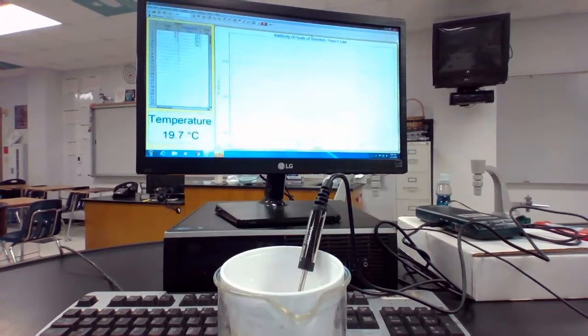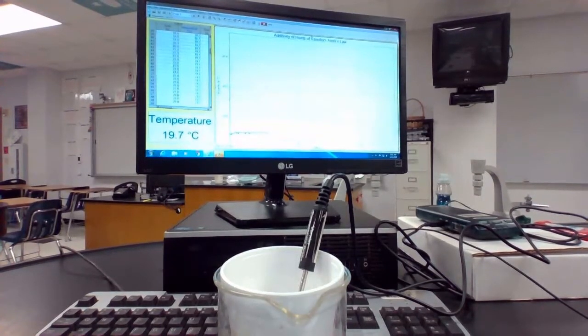And I'm going to go ahead, that means our new run will be in blue. So right now it is taking the initial temperature, which is sitting at 19.7. Okay, so if that's the case, and I'm going to go ahead and change my scale, there's my initial temperature at 19.7. And to this, I am going to add 50 milliliters of the 1 molar sodium hydroxide.